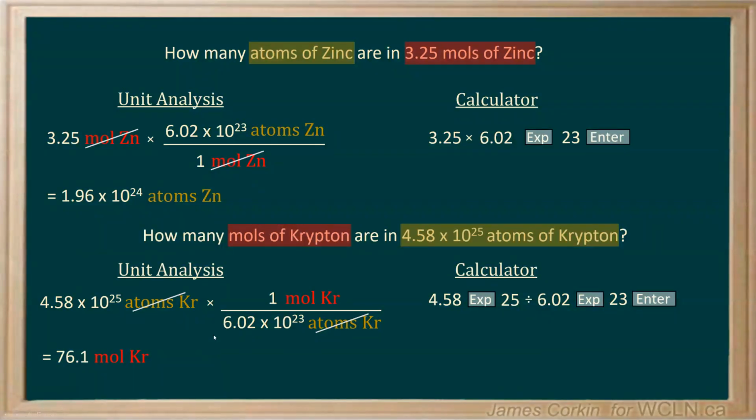I'll point out one other thing, if you've been paying attention, you might notice that nowhere in my calculators did I ever enter the ones. That's because multiplying by 1 does not change a number, and dividing by 1 does not change a number. So anytime you have ones as part of your conversions, you can ignore them when you go to enter it in your calculator.